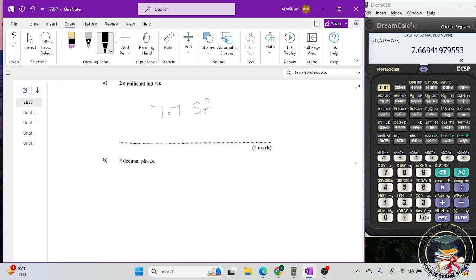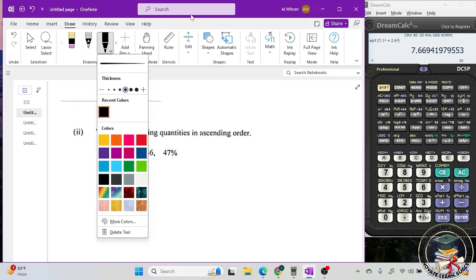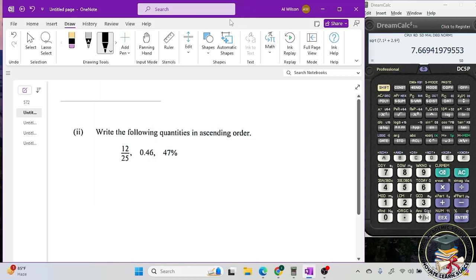Now for two decimal places, we have 7.6. We have another 6, and the number after that is 9. So we'll have 7.67, and that will be 2 dp, and this is 2 SF. So that's the first question. Now I'll increase the thickness of the pen, and we move on to the next question.